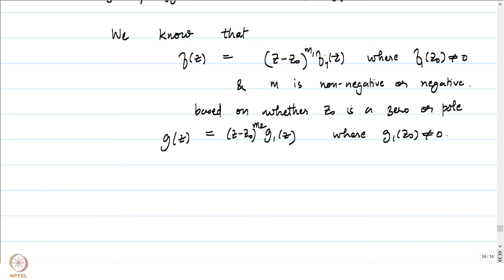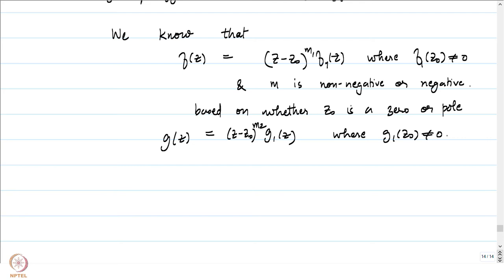If it was a removable singularity, then we can extend our f past z0 as a holomorphic function, and based on whether it is a 0 or not, our m1 will be either 0 or greater than 0. If it has a 0 at z0, then m1 will be greater than 0, and if it is not 0 at z0, then m1 would be equal to 0. That is the case when z0 is in S1.